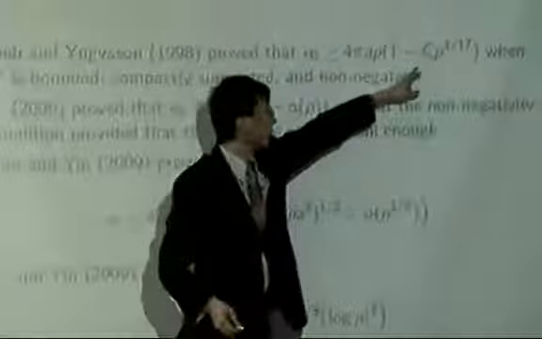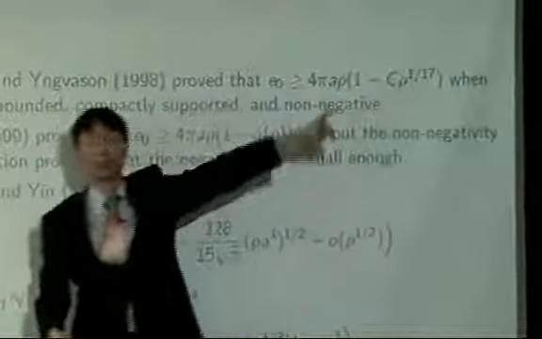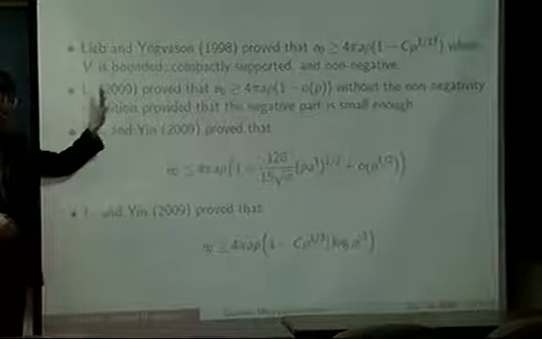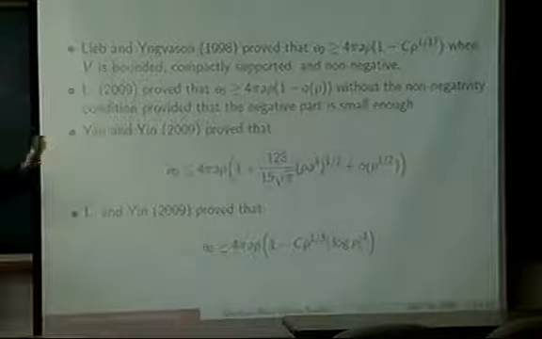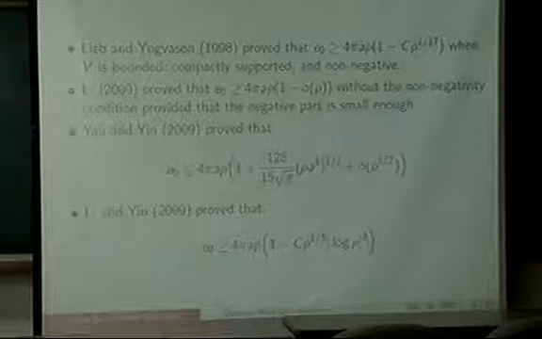4 pi rho times 1 minus c, rho to the 1 over 17. That 1 over 17 does not mean anything. It's just for calculational purposes, and they mentioned that it's irrelevant. It does not say anything about physics or mathematics.